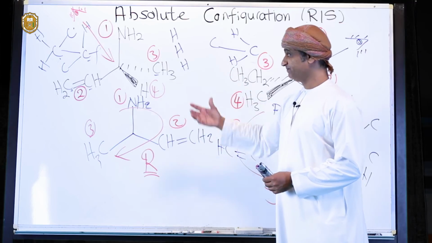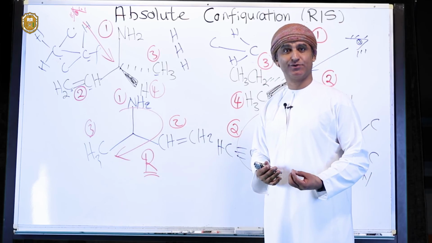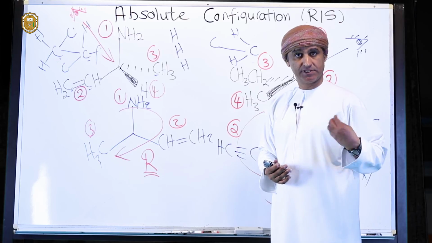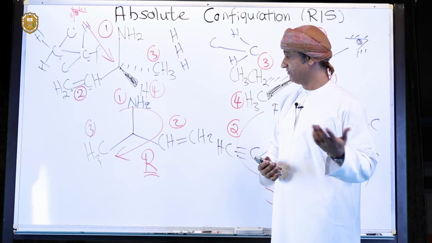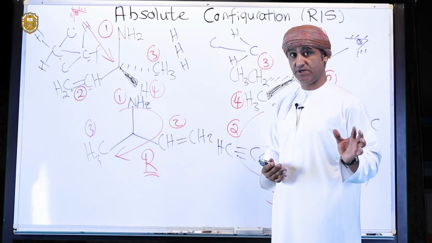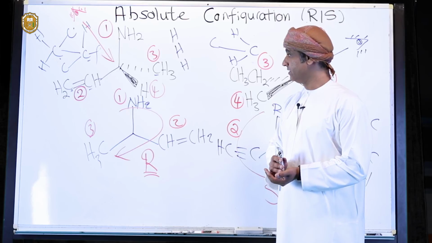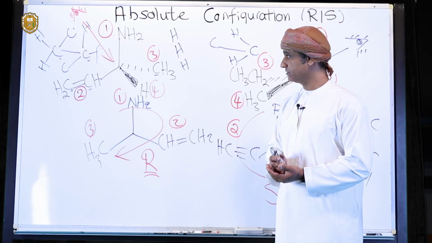So this example represents another case where the lowest priority group is outside the plane, at the front. Always we look at the molecule so that the lowest priority group is away from us, from a direction opposite to the orientation of the lowest priority group.